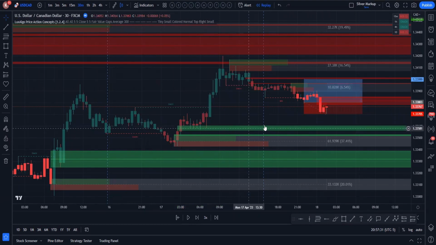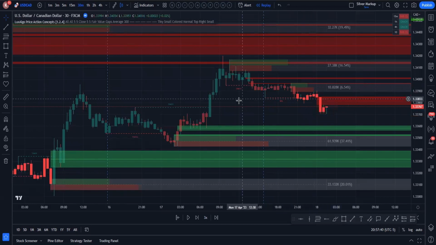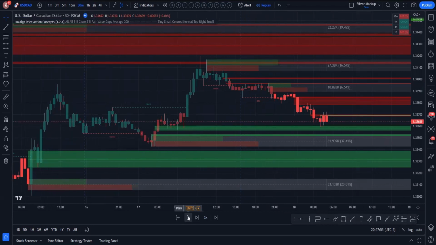Now this becomes my secondary zone for an entry. Because my secondary zone for an entry, I lost that trade. It hits my stop loss. That happens. I'm looking for a buy here. So we're going into that trade there. And we're going to let it play out a little bit more. And now it hits that zone.